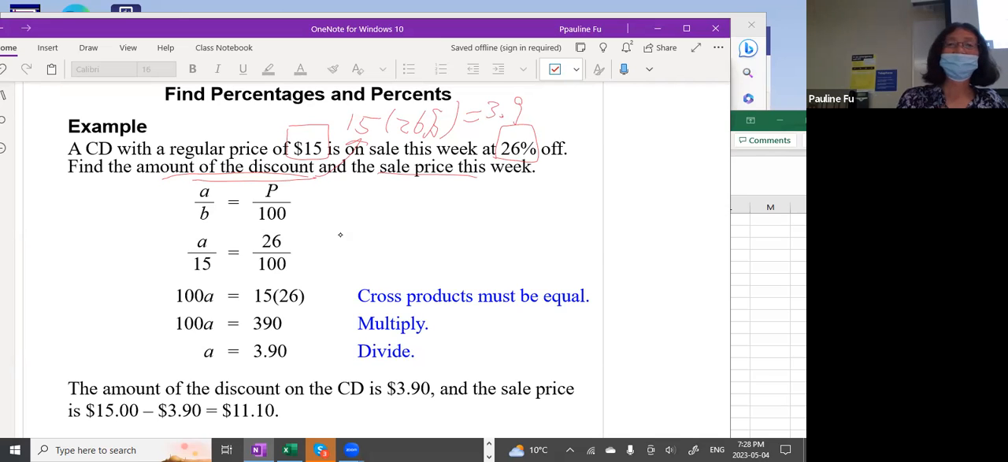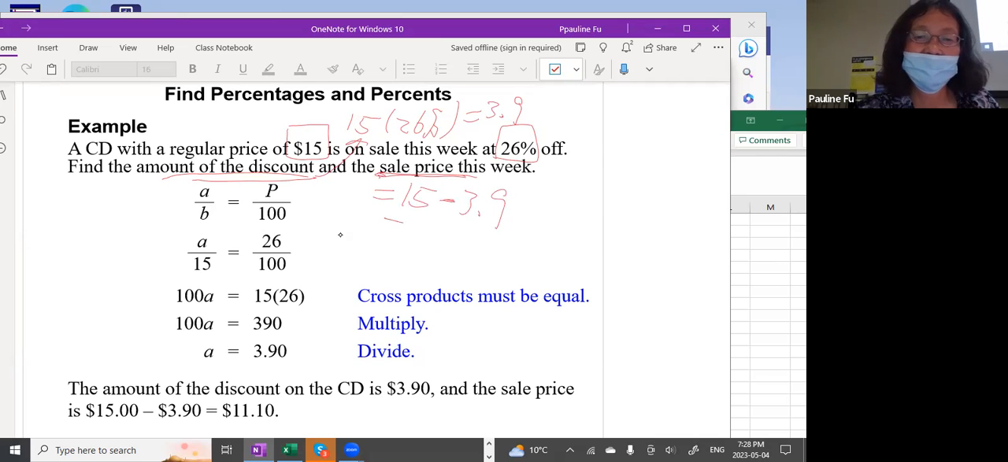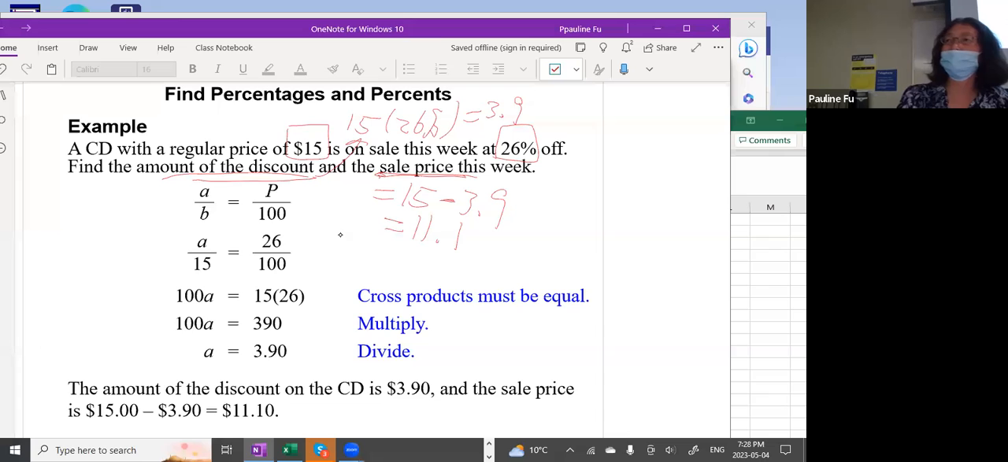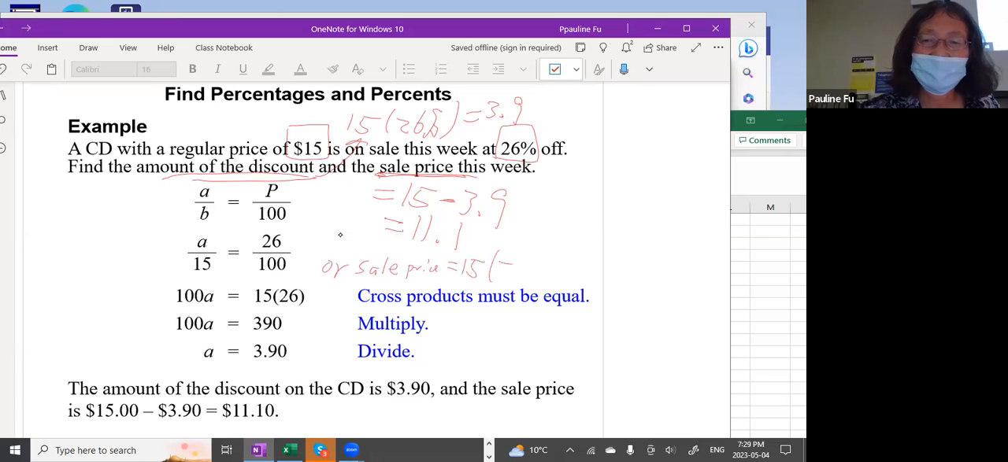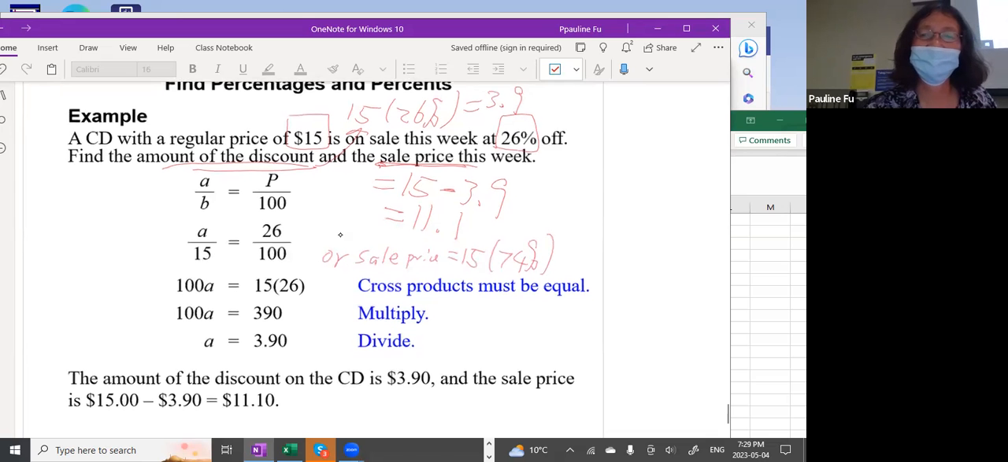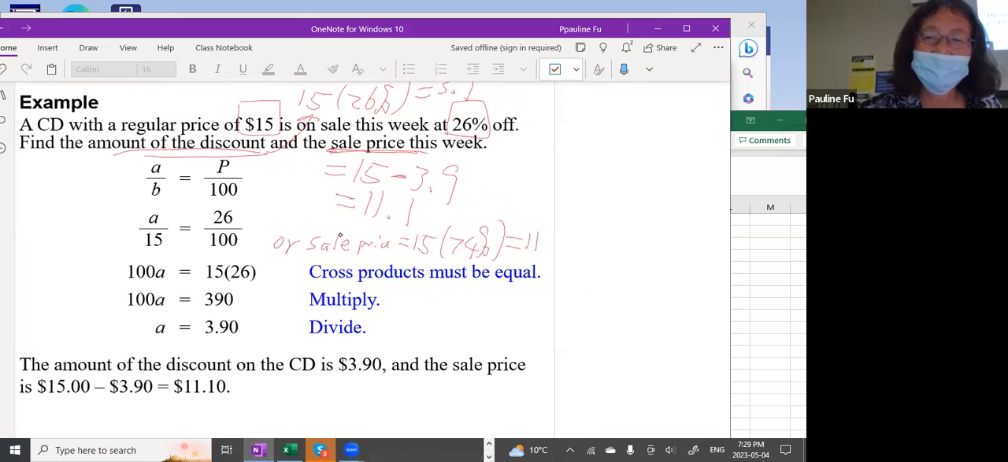I did 15 times 0.74, which is 100 minus 26. Excellent. So for the sale price, you just take the original price minus the discounted price. That is the sale price. Another way, as you suggest, original price times 74% is the sale price. Or sale price equals $15 times 74%. You get the same number.